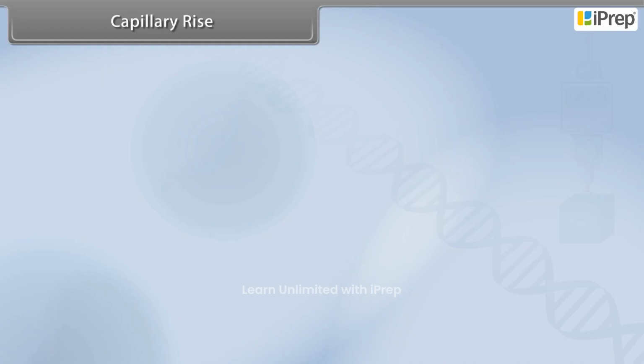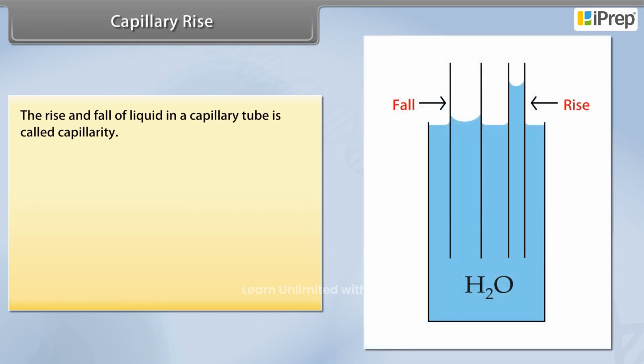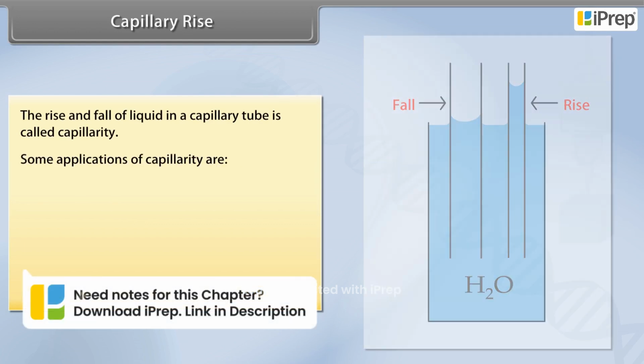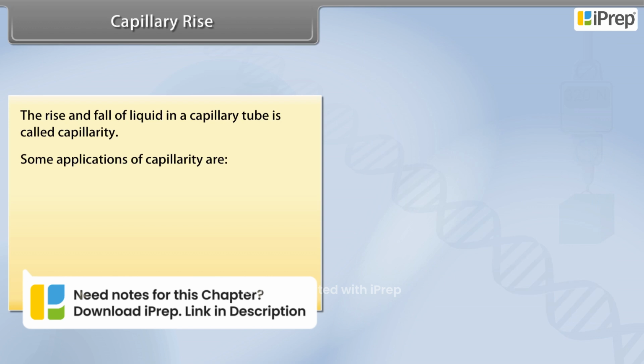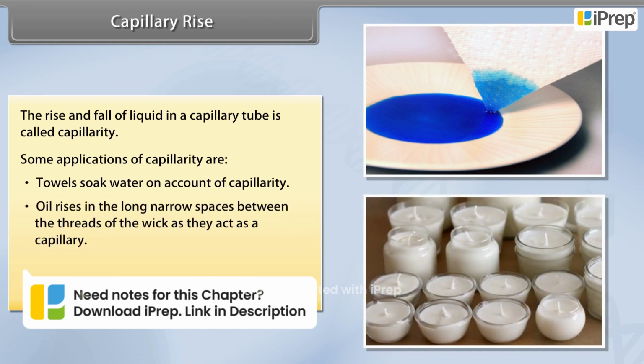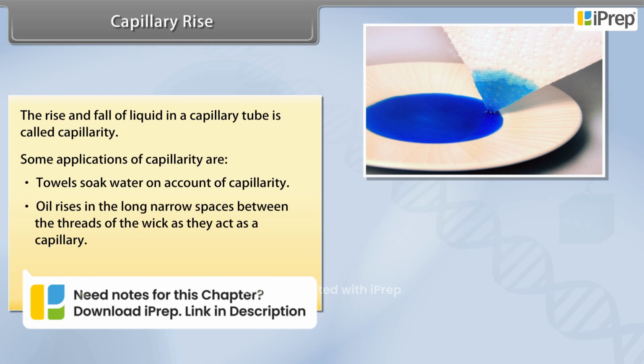Capillary rise. The rise and fall of a liquid in a capillary tube is called capillarity. Some applications of capillarity are: towels soak water on account of capillarity. Oil rises in the long narrow spaces between the threads of the wick as they act as a capillary.